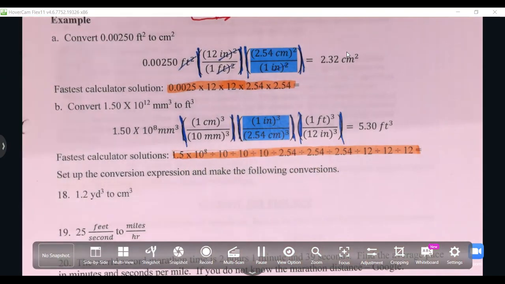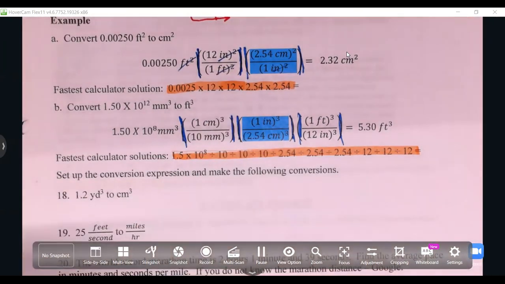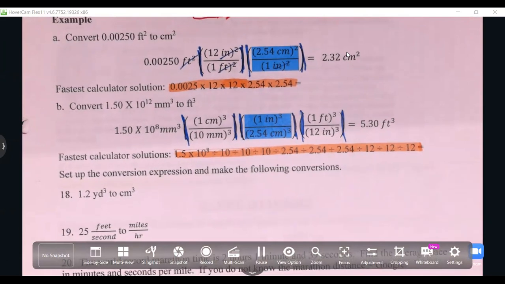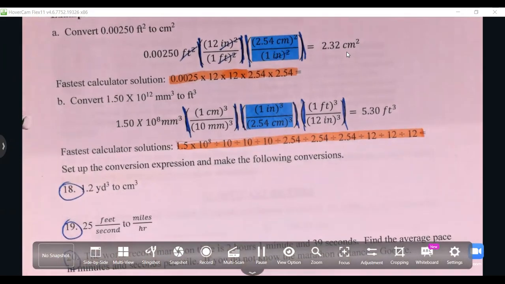So that's how you handle square and cubic units. Just do the mathematical operation 3 times for cubic units, 2 times for square units. All right, try to do 18, 19, 20 here. I'll let you do that.